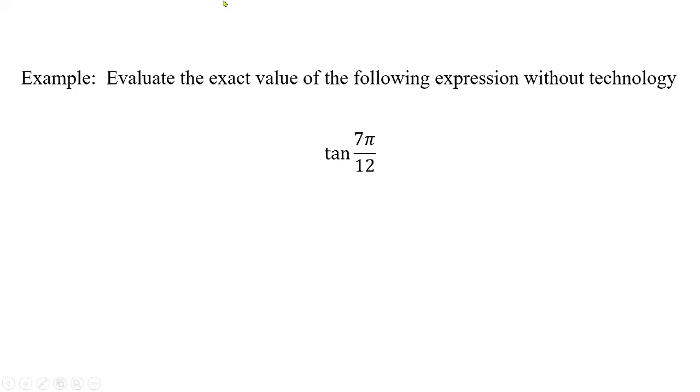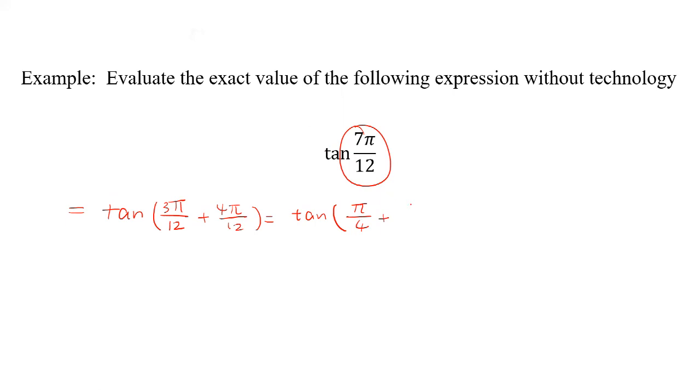All right, have we finished? Okay, so note here this angle is not a special angle, so we cannot directly evaluate the exact value, right? But it can be rewritten as tangent (3 pi over 12 plus 4 pi over 12), right? And this is actually 1/4 pi plus 1/3 pi. And these two angles are special angles, right?